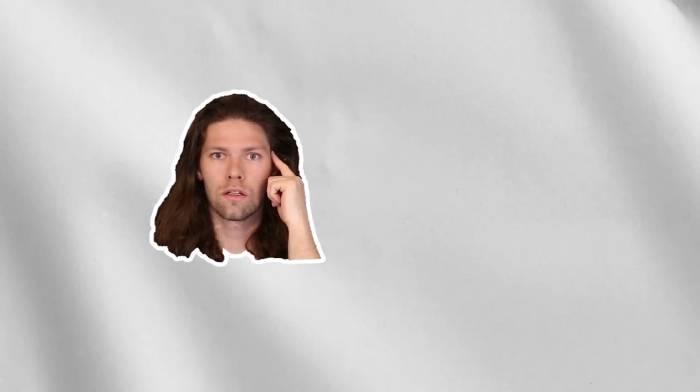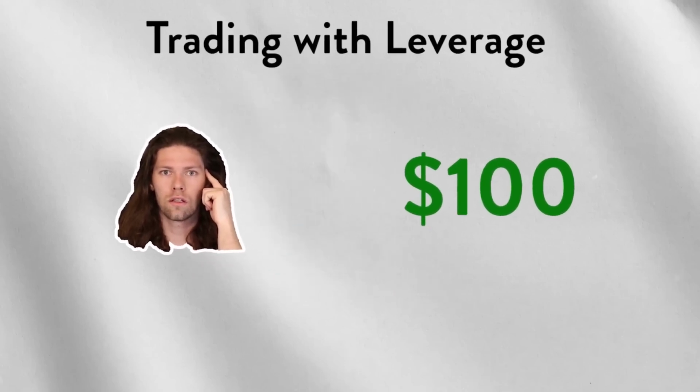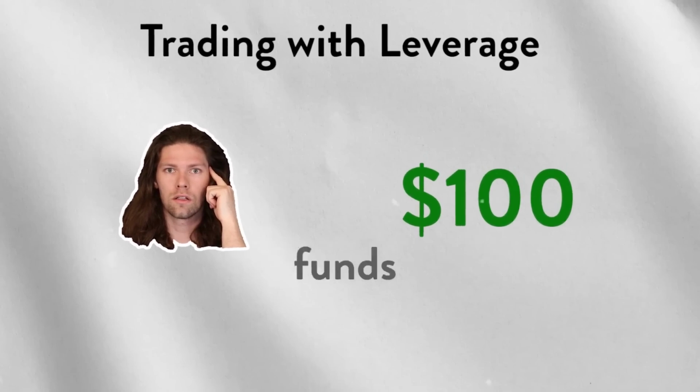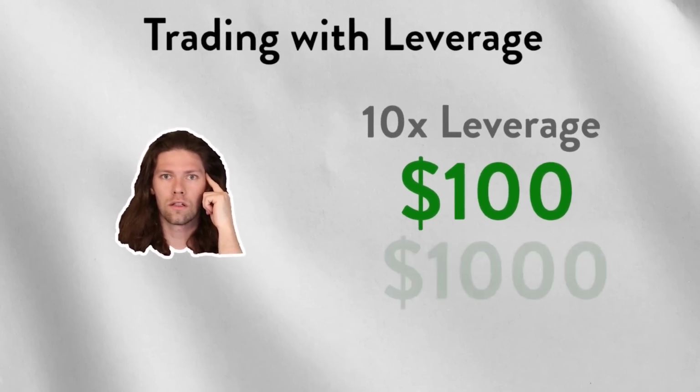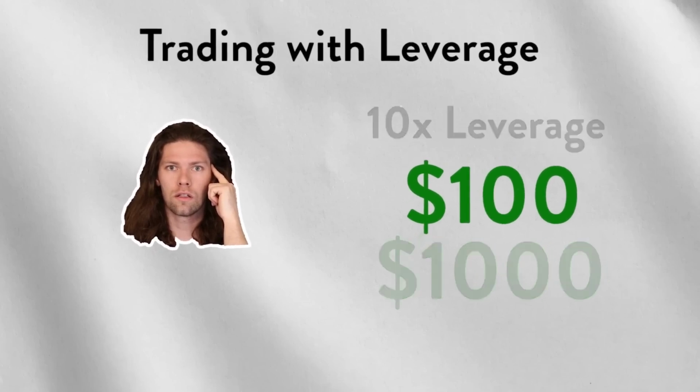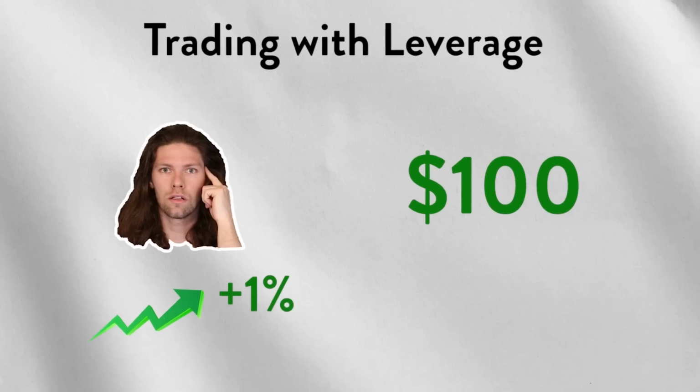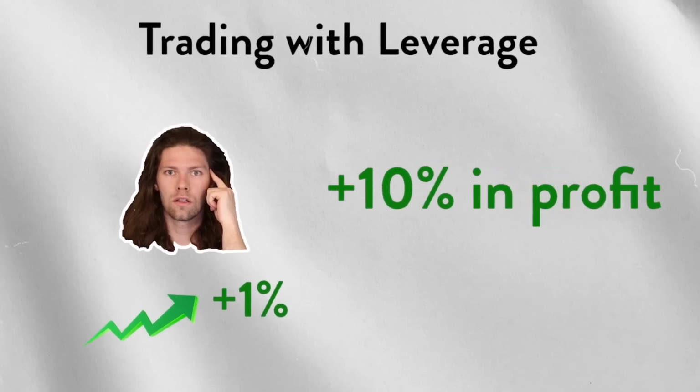Let's say you've entered a trade with $100. When trading with leverage, you may borrow funds against that $100. With 10x leverage, your $100 acts as if it's $1,000. So mathematically, when the asset you're trading goes up 1%, you will actually be 10% in profit.